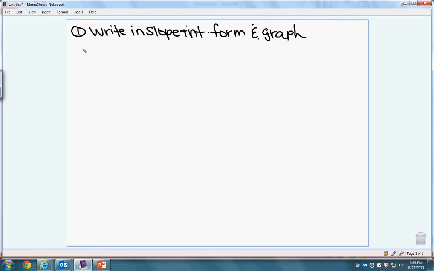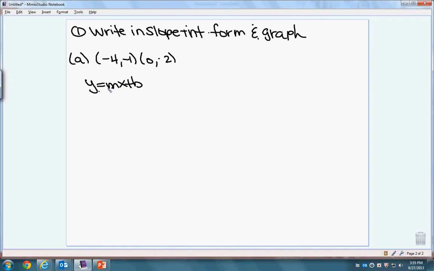So they're going to give us for 1a 2 ordered pairs. The first one is -4, -1, and the second one is 0, -2. So they want us to write it in slope-intercept form, which is y equals mx plus b, and then they want us to graph it. So obviously I'm going to do those in 2 separate steps. What I always do first is I write the y equals mx plus b down so I know what I'm trying to solve for.